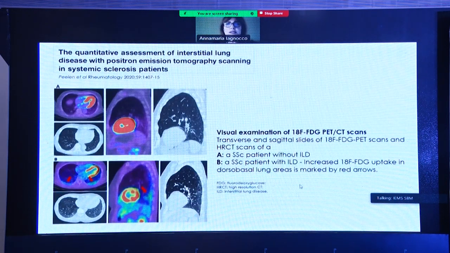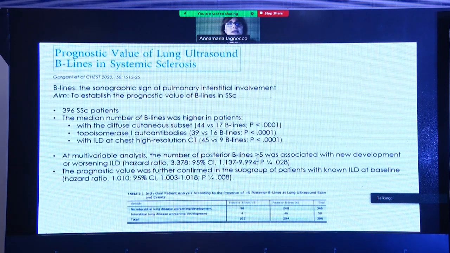This is another study, again evaluating the use of FDG PET CT scan in patients with or without interstitial lung disease, again systemic sclerosis patients, and an increased uptake was evident in those patients who had interstitial lung disease. In this study that was also recently published, nearly 400 patients with systemic sclerosis were evaluated for the detection and the assessment of B lines detected by ultrasound.